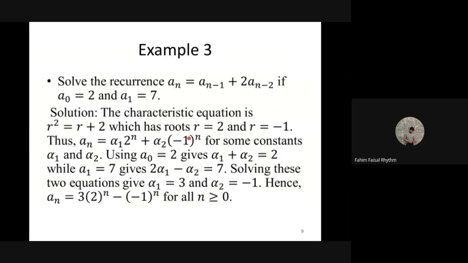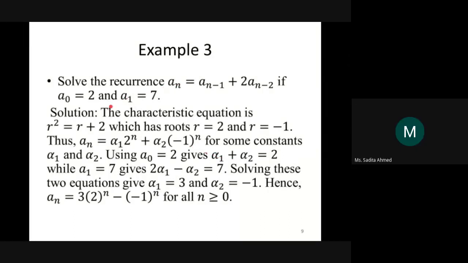However, that is not going to be enough to determine the value of alpha 1, alpha 2. We need another equation. How will we find the other equation? Utilize the second, n equal to 1. Exactly. Utilize the second initial condition. If we use n is equal to 1, what happens to this equation?